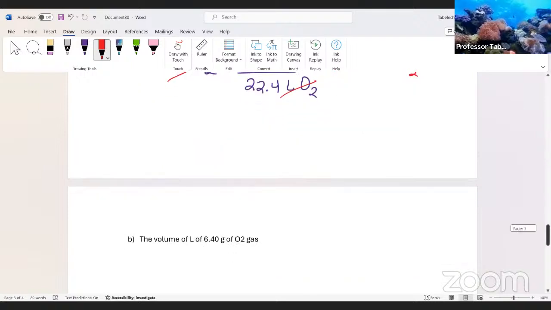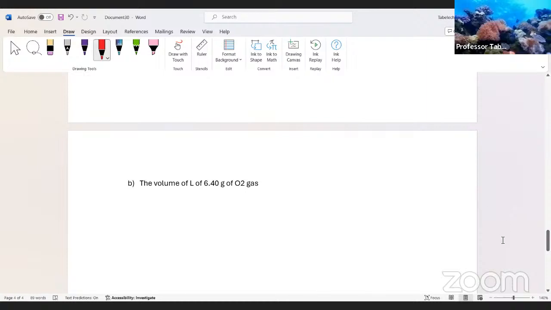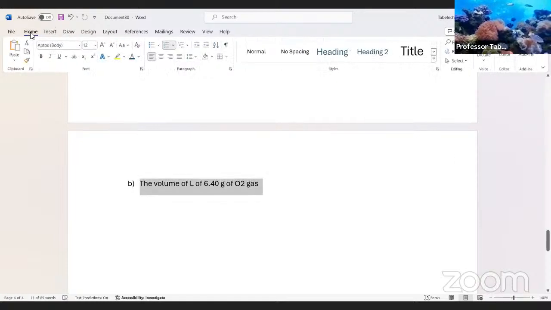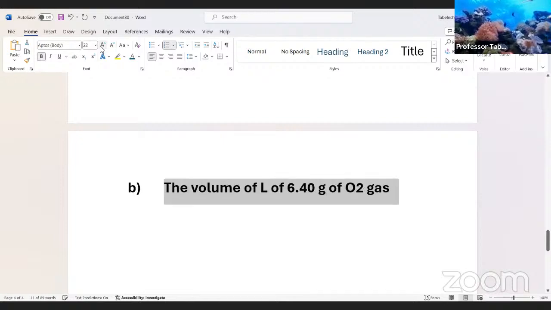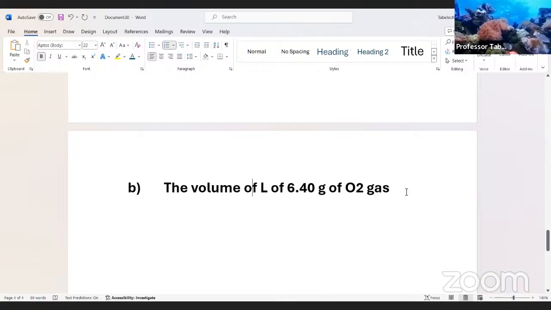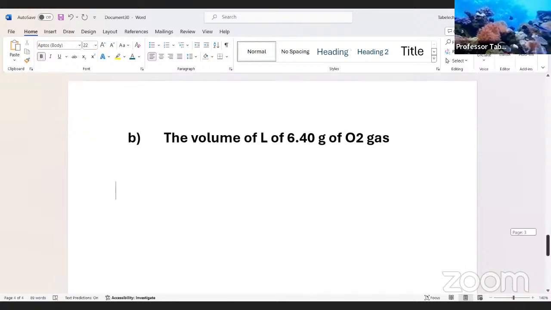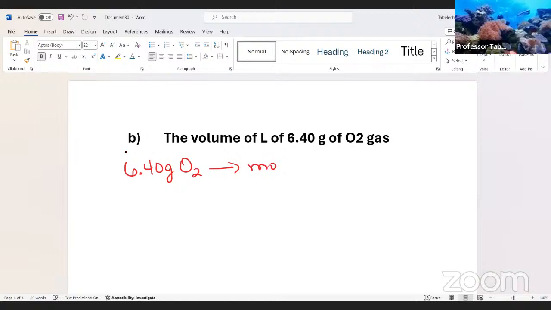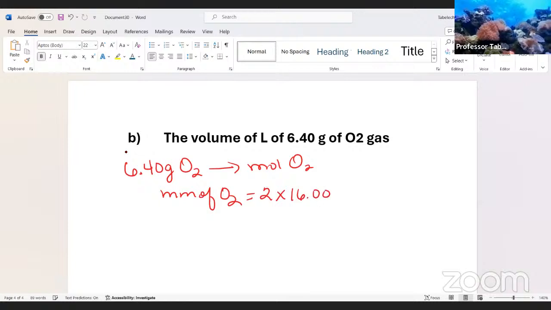But here's the deal with this one. You see how I gave you just the grams? Let me go ahead and make this one a little bit bigger so you all can see it. Remember, if we're asking about molar volume, think about that key phrase, mole. What you're going to have to do is convert the 6.40 grams of oxygen gas to a mole of O2. That means you need to find the molar mass of oxygen. You have 2 oxygen atoms times the atomic weight of 16.00, and that gives you 32.00 grams per mole.